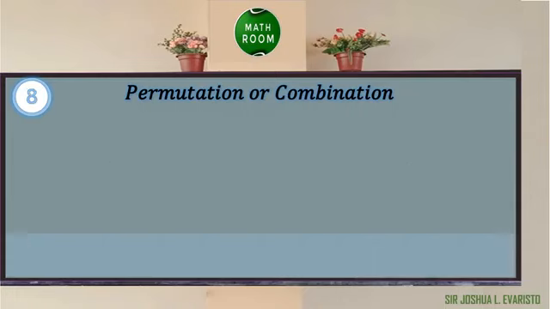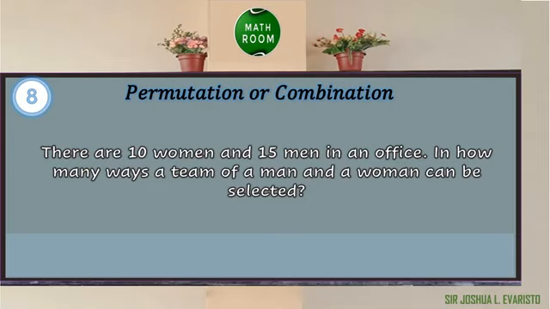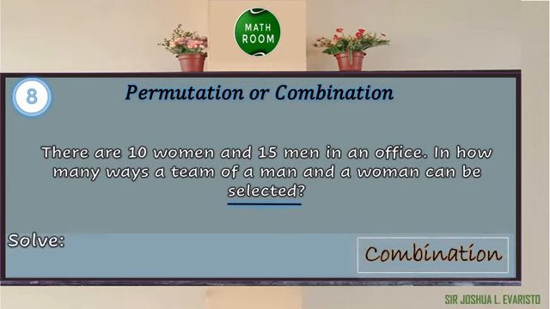Question number 8. There are 10 women and 15 men in an office. In how many ways can a team of a man and a woman be selected? In this item, the keyword is selected, which means that it is a combination question. It can be solved using combination of 10, 1 times combination of 15, 1, since we have 10 women and we will select 1. We also have 15 men and we will select 1.